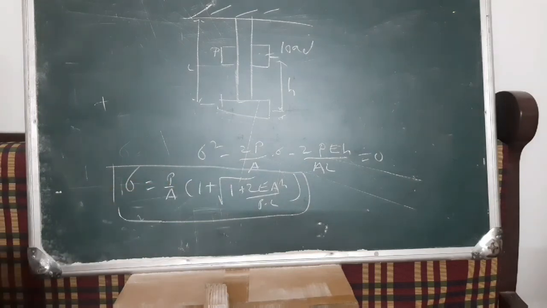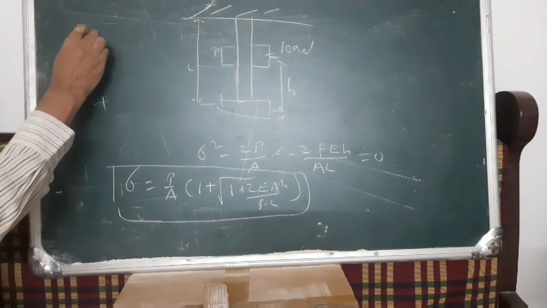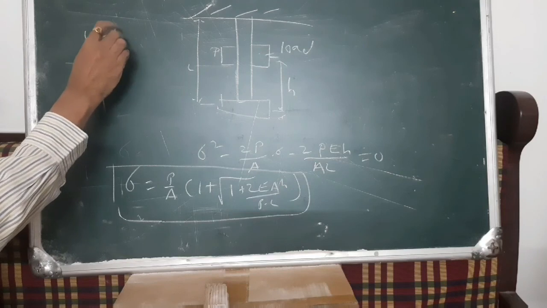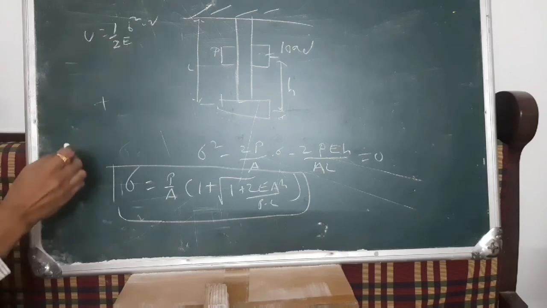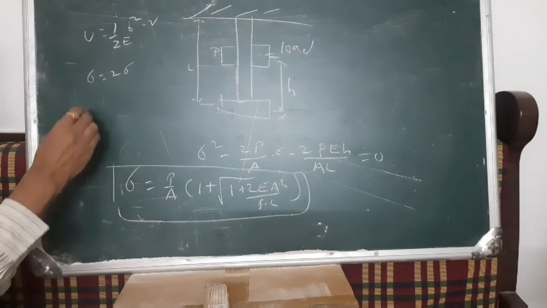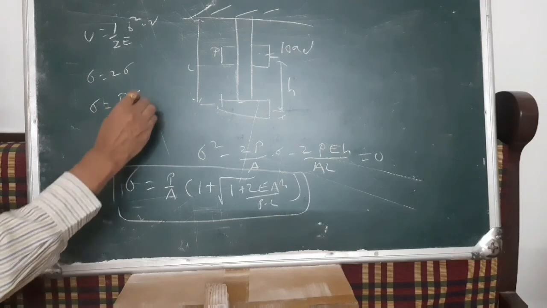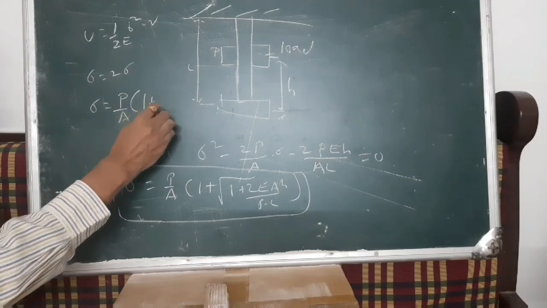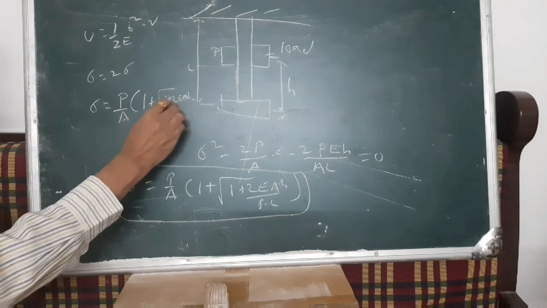So these are the three formulas that we have seen. When the load is gradually applied, U is equal to 1 upon 2E sigma square V, that is the strain energy. When the load is suddenly applied, sigma is equal to 2P by A. And for the impact load, sigma is equal to P by A into 1 plus root of 1 plus 2EAH divided by PL. So these are the three formulas for three conditions.